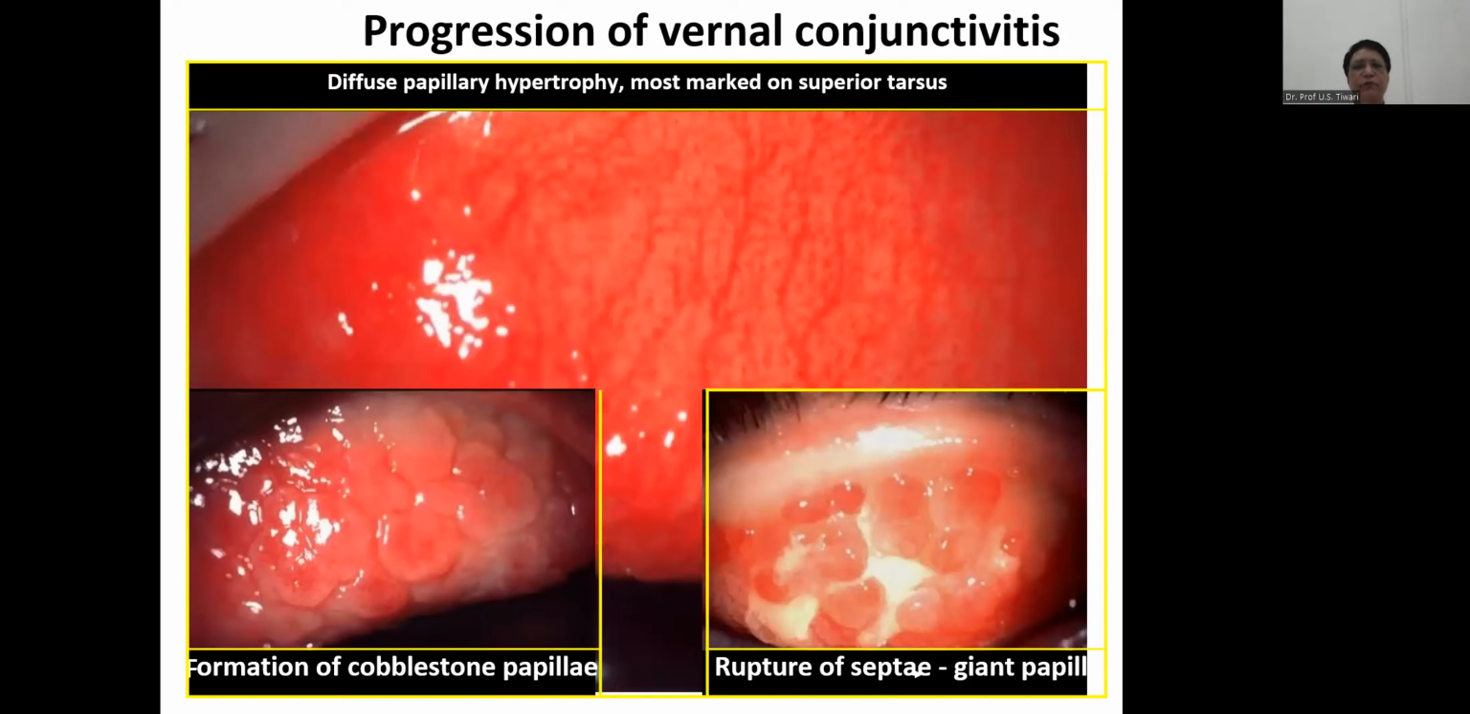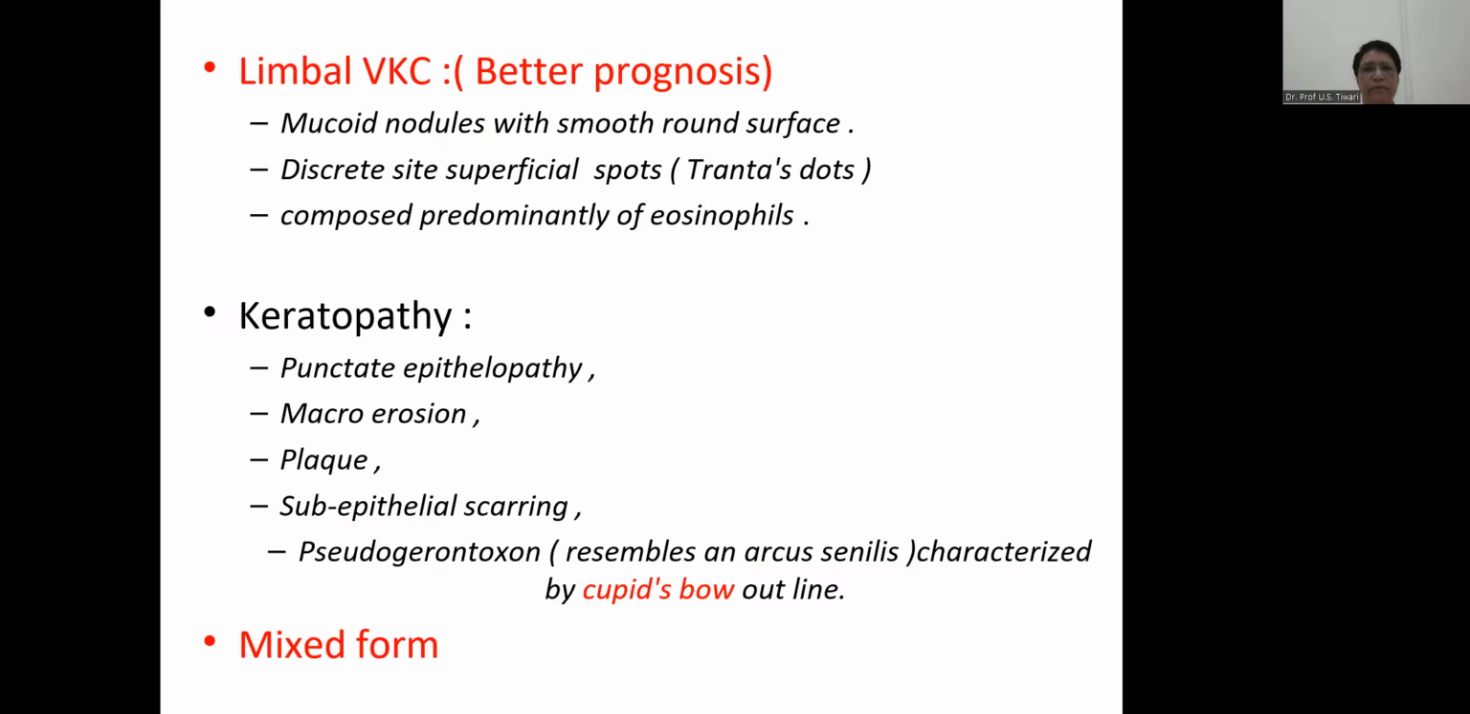Now, how does VKC progress? There occurs diffuse papillary hypertrophy, which is most marked on the superior tarsal plate. There is formation of the cobblestone papillae. I already described how it happens. And then there can be rupture of the septae, and that leads to formation of the giant papillae, as shown here. The limbal VKC carries a worse prognosis.